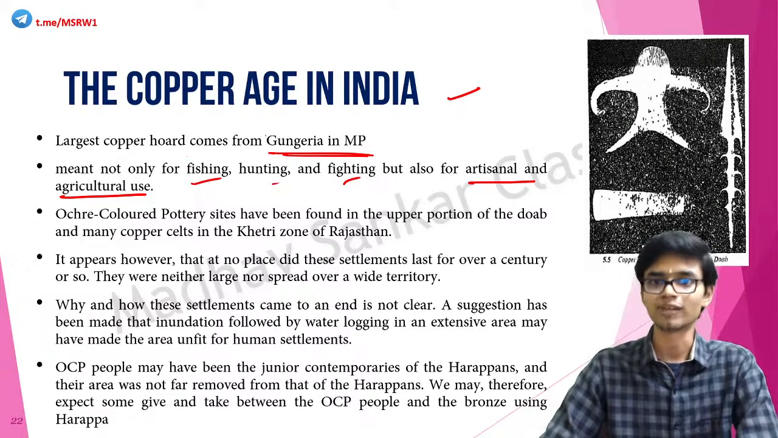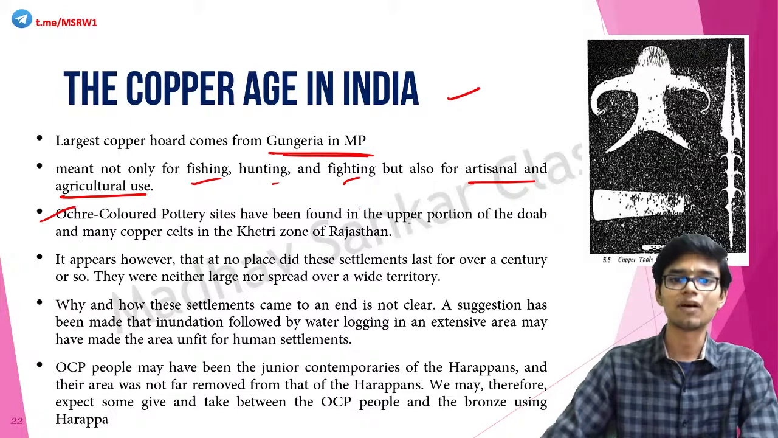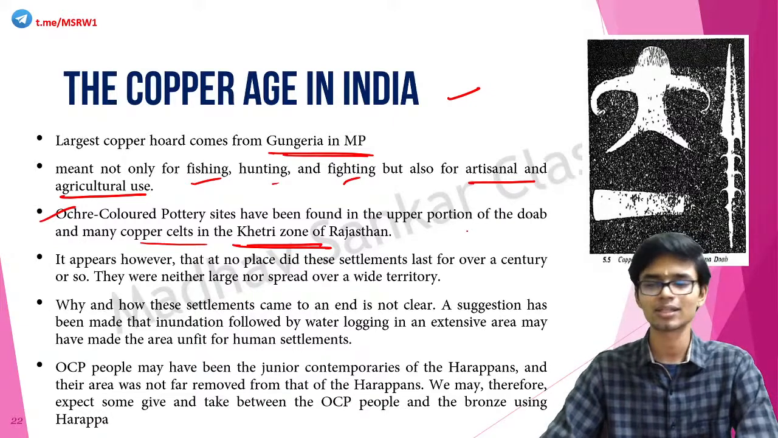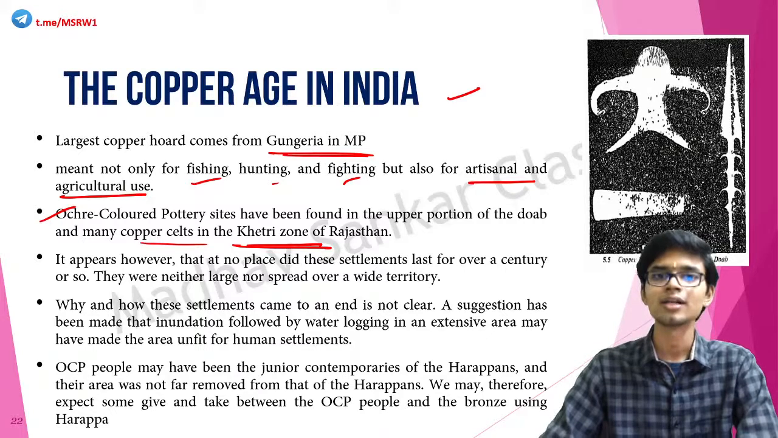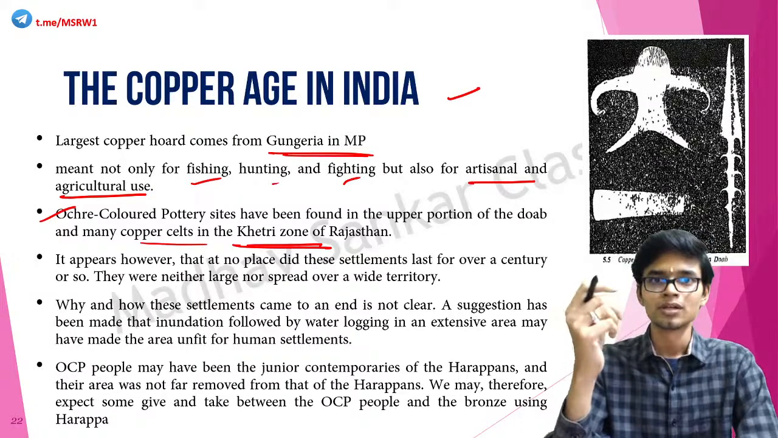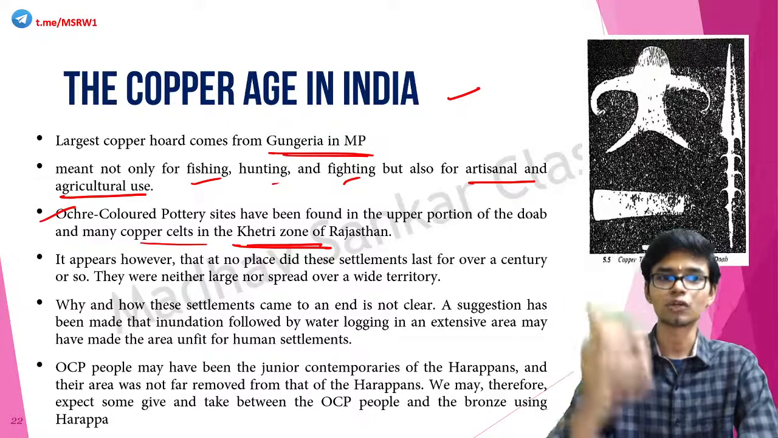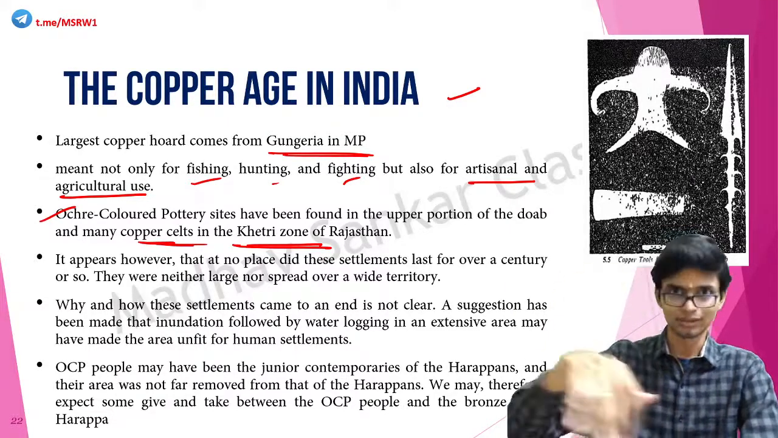So all these activities were very prevalent in Chalcolithic period. Ochre colored pottery sites have been found in the upper portion of the Doab and many copper hoards in Khetri zone of Rajasthan. So Khetri copper mines in Rajasthan is very famous. We already talked about that yesterday in the previous class. So we come across ochre colored pottery. Okay, ochre is something like a dark yellow color. So ochre colored pottery has been found in the upper portion of the Doab, and many copper hoards are found in Khetri region of Rajasthan.